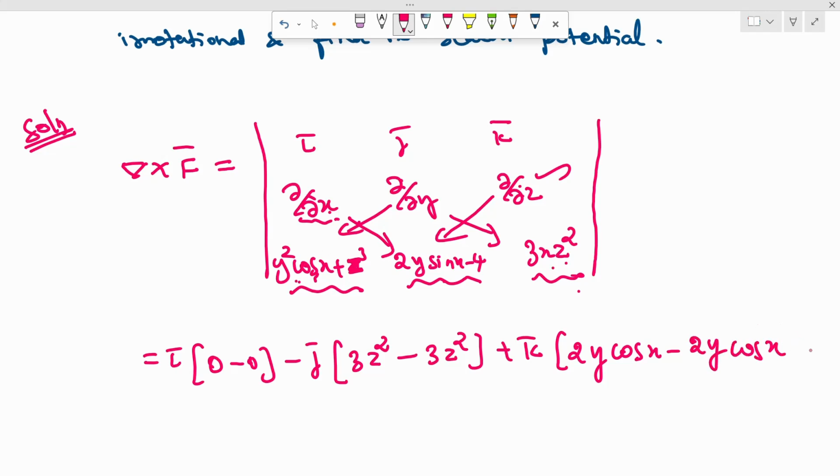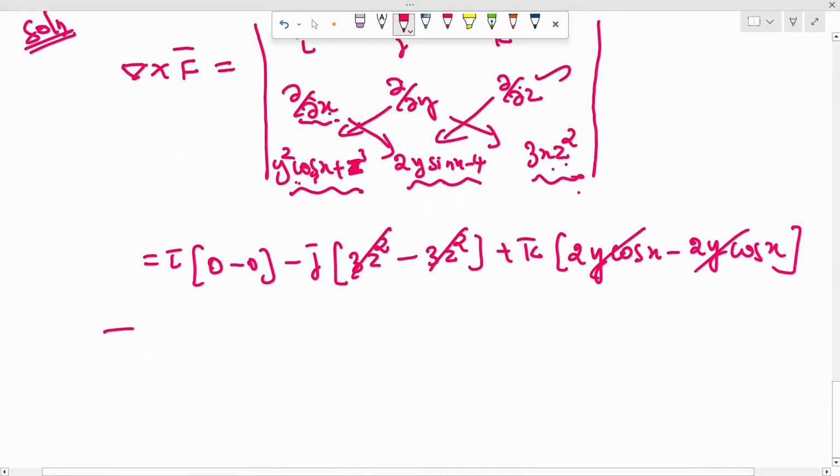We can write the next term here. Okay, now we can remove plus 3z square minus 3z square. This term also 2y cos x minus 2y cos x. Now we are getting del cross f vector equal to 0. Therefore, the given f vector is an irrotational vector.